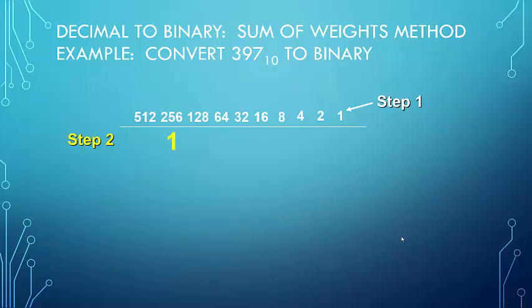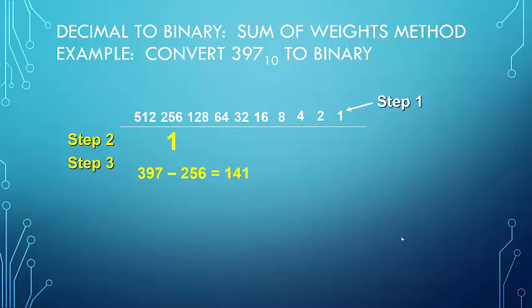Now my second step, I have to find the leftmost column that I can subtract from 397 to still have a positive result. Obviously I can't subtract 512, but I can subtract a 256 from my 397. So I'm going to put a 1 in that column and then perform that subtraction. 397 minus 256 leaves me with 141. Now I need to repeat this process until I have a difference of 0.